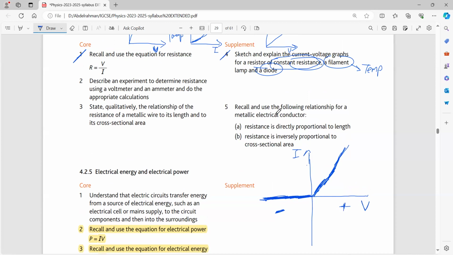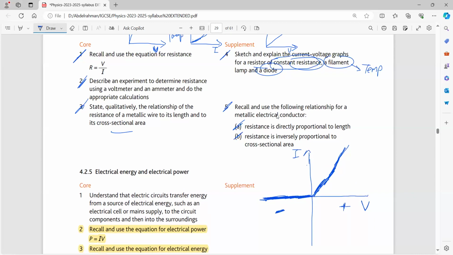Describe an experiment to determine the resistance using a voltmeter. Yes, we know how to find the resistance using voltmeter and ammeter. Okay, state qualitatively the relationship between the resistance of metal wire and its length and its cross-sectional area. Okay, and then again recall and use the following relationships for metallic electrical wire: that the resistance is directly proportional and the resistance is inversely proportional.